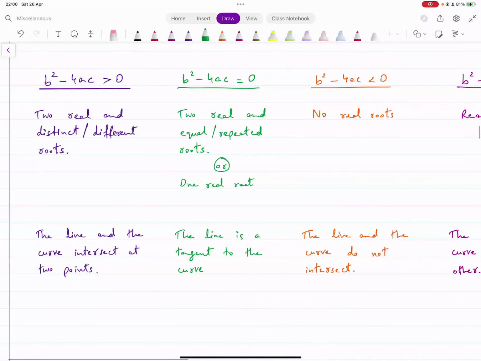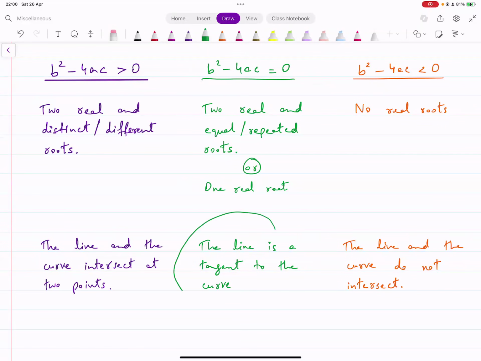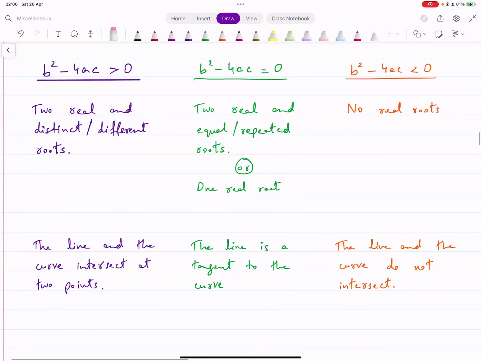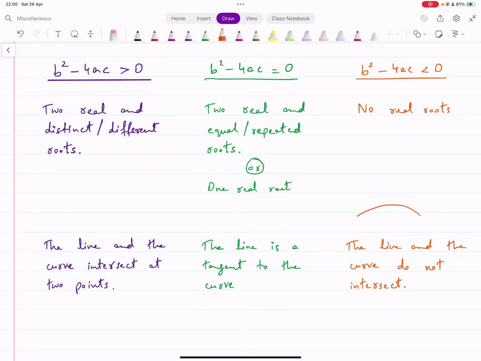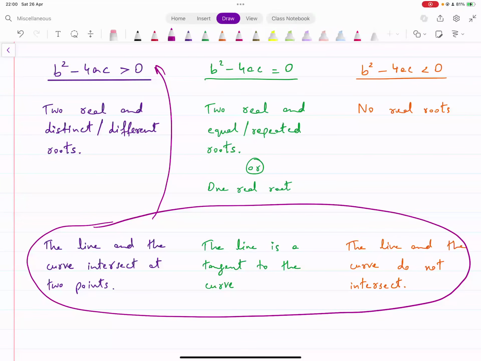When b square minus 4ac is greater than 0, the line and the curve intersect at two different points. When b square minus 4ac is equal to 0, they often say it like this: the line is a tangent to the curve, or we can say the line only touches the curve or only meets the curve at one point. And then finally, in the last case, b square minus 4ac is less than 0. The line and the curve do not meet each other, right? So whenever you have any of these statements written in the questions, understand what that's referring to. At 2 points means this is greater than 0. It's tangent to the curve means it's equal to 0. They don't meet means b square minus 4ac is less than 0.